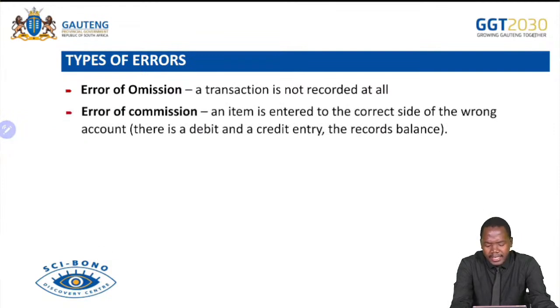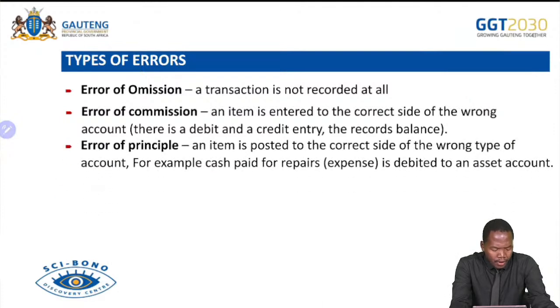We may have an item that is entered to the correct side of the wrong account. There's a debit and a credit entry, and then we record the balance. There could be errors of principle again. An item is posted to the correct side of the wrong type of account. For example, cash paid for repairs is debited to an asset account.